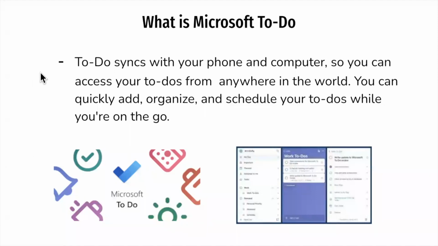Now, continuing on what Microsoft To Do actually allows you to do, it will sync with your phone and computer, so then you can have access to your to-do lists from anywhere in the world. And not only will you be able to access the information that you've put into the application, you can also make changes. So you can quickly add, organize, or schedule any to-dos while you're on the go. It'll update live, which is really great, across all of your devices.